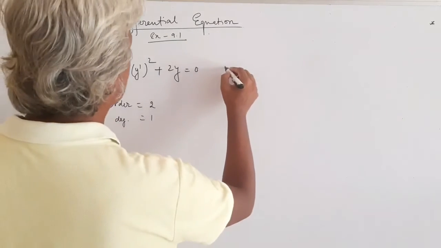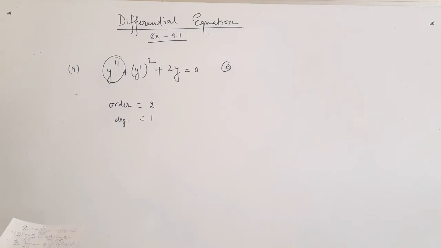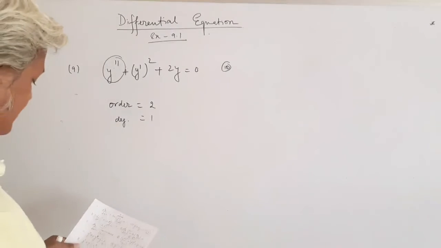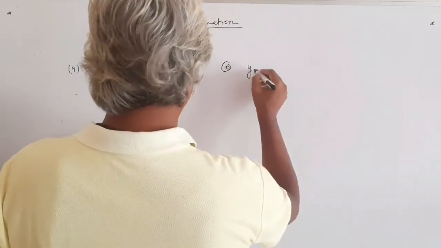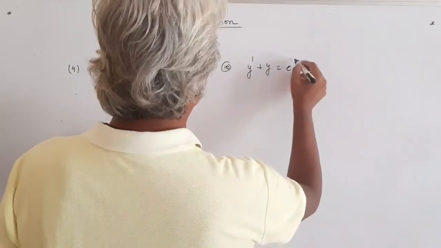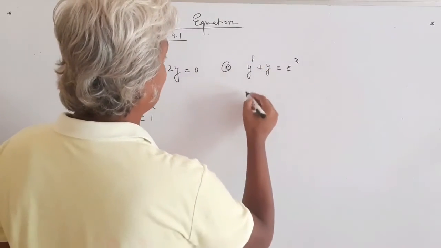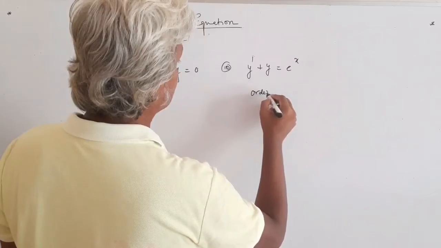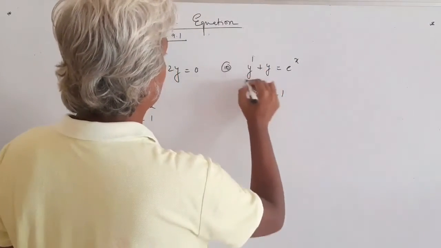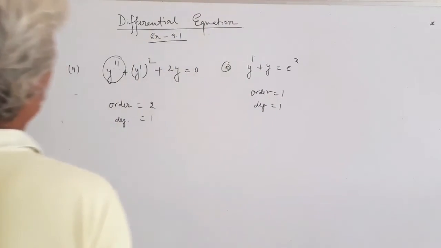Now I go for question number 10 or something like that. Then we have y dash plus y is e to the power x. Now this is y dash, means order is 1, and the power on this is also 1, so degree is also 1.